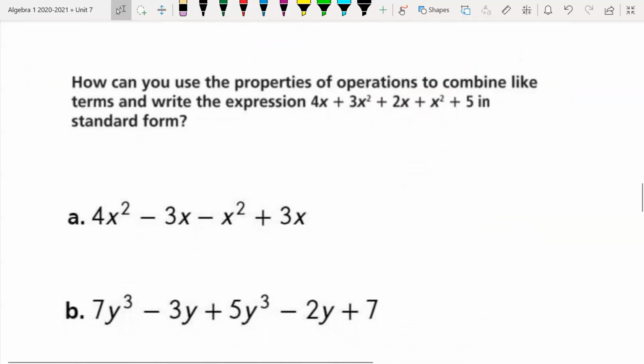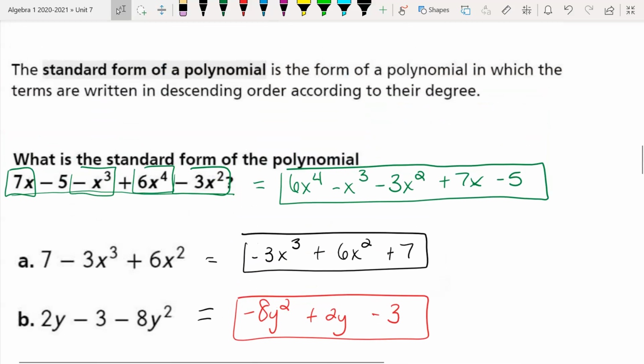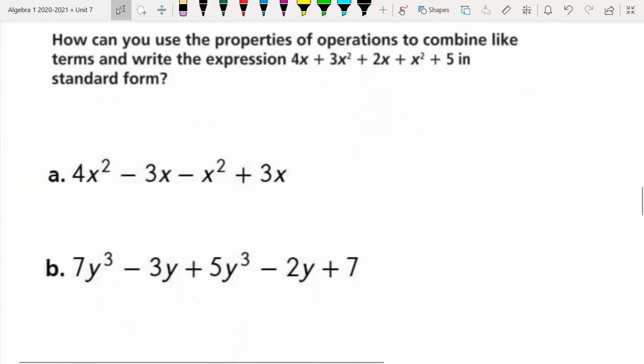Okay, it says how can you use, so that's essentially standard form. So then we lead into how can you use the properties of operations to combine like terms and write the expression 4x plus 3x squared plus 2x plus x squared plus 5 in standard form.